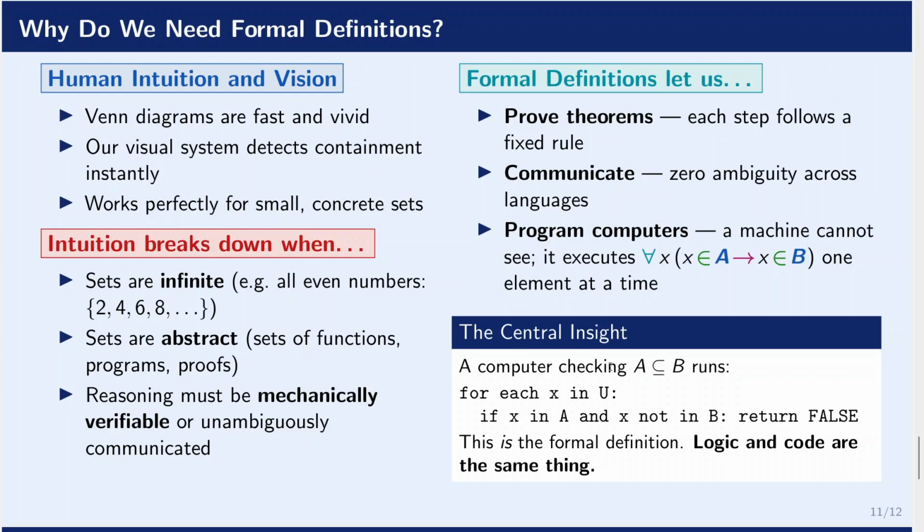A computer checking if A is a subset of B simply runs a loop. It says, for each x in U, if x is in A and x is not in B, return false. This tiny block of code is the exact same thing as our formal logical definition. Logic and code are fundamentally the same thing.